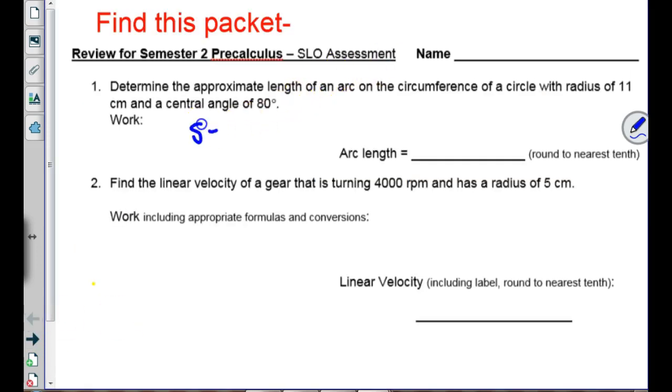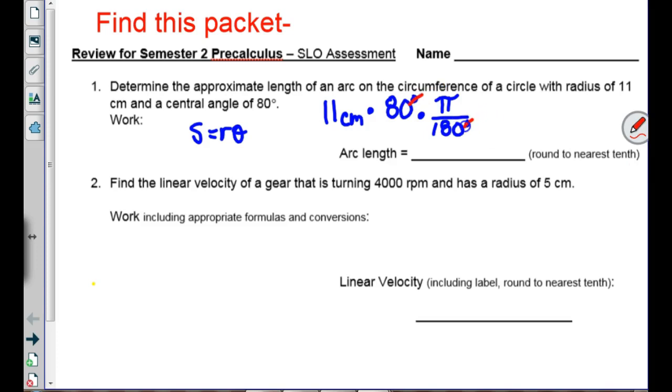So if it has an 11 centimeter radius, that would be your R. And then you have to multiply by theta. Now, to change degrees to radians, I just think of it as a dimensional analysis question. I need to get rid of degrees, and 180 degrees is equal to pi radians. Does that seem okay to everybody?